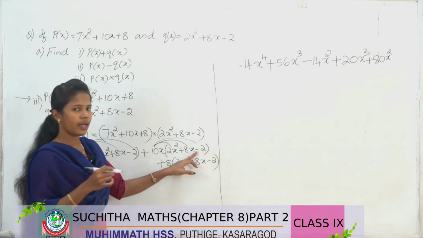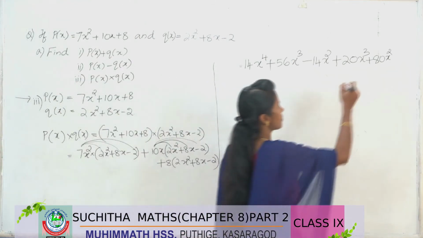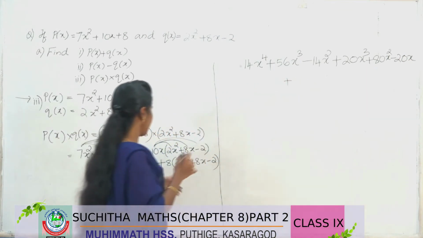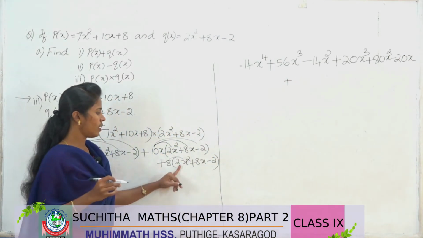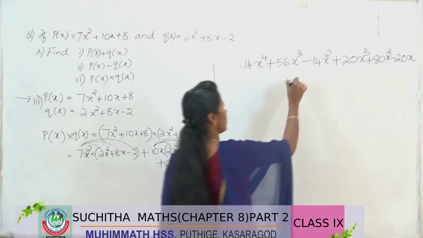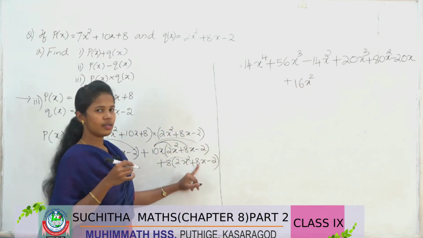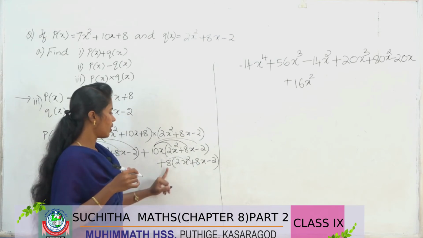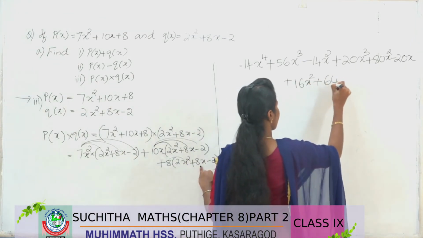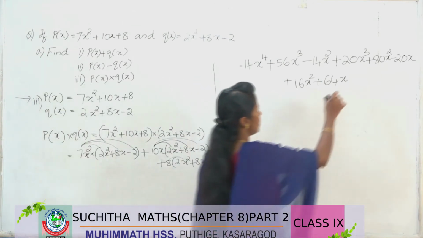So here the sign is minus. Minus 10x into 2 is 20x. Minus 20x plus, next one, 8 into 2x square. 8 into 2, 16. 16 into x square, 16x square, plus 8 into 8, 64. So 8 into 8x, that is 64x, minus 8 into 2 is 16.